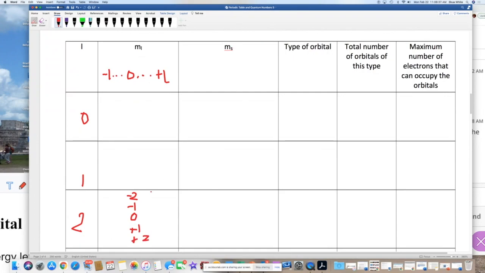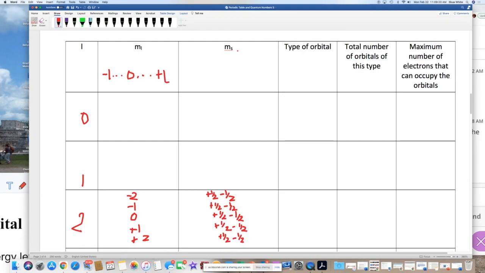Okay? So M sub S, for negative 2, we have positive 1/2 and negative 1/2. Assuming that these are full of electrons, each of the orbitals has positive 1/2, negative 1/2. Remember, each of the M sub S's codes to a single electron. So I should have a total of 10 numbers here, right? 5 are positive 1/2, the other 5 are negative 1/2.